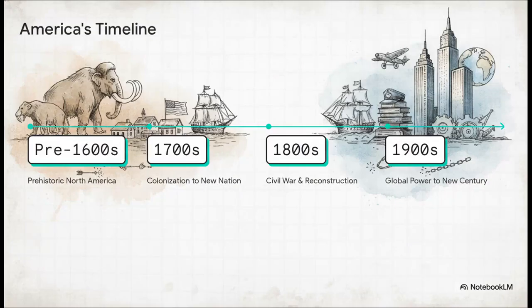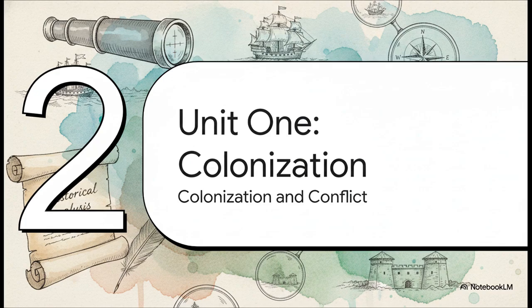To give you a real sense of scale here, we are covering a massive span of time. We start way back in prehistoric North America, long before the 1600s. From there, we hit the 1700s, where colonization sparks a brand new nation. Then into the 1800s, navigating the really intense division of the Civil War and Reconstruction. And finally, the 1900s and 2000s, tracking America's explosive rise to global power and all the complexities of the modern era.